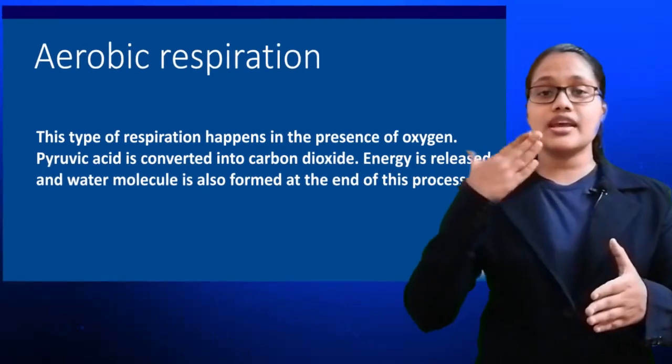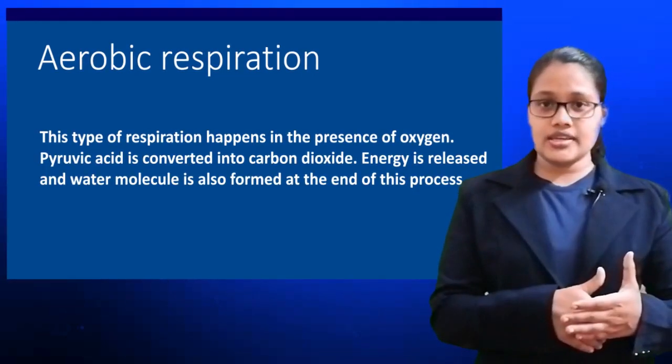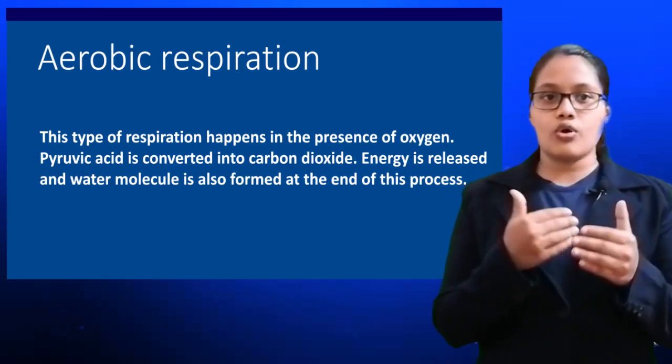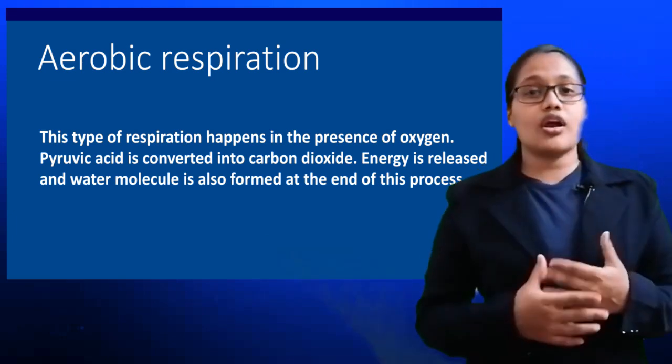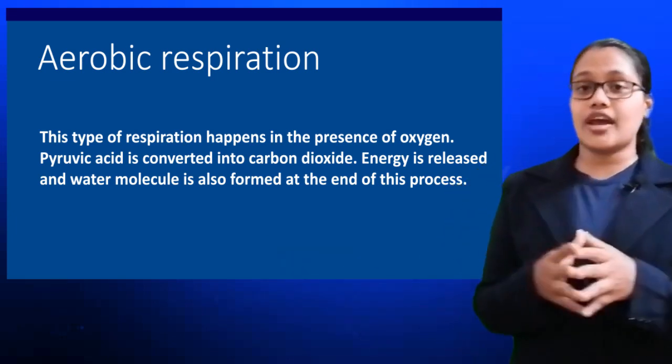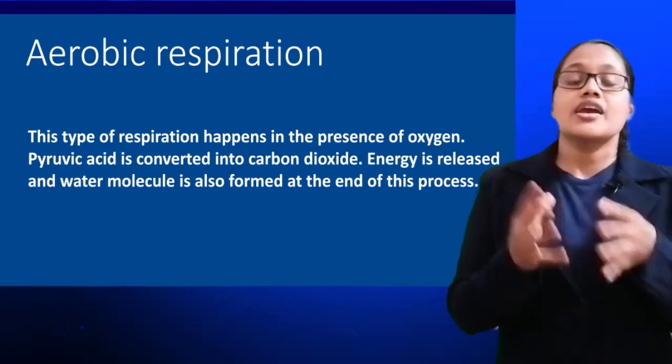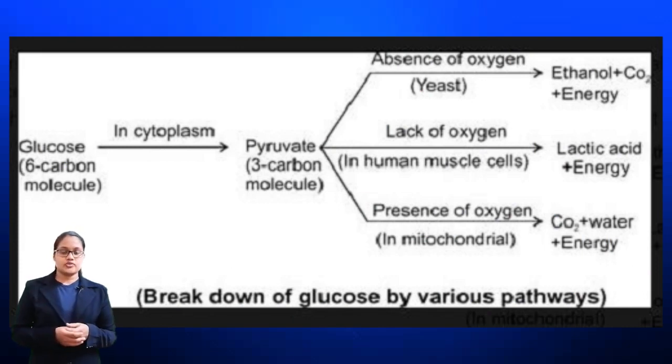In most of the animals, including humans, the pyruvate breaks down into carbon dioxide, water and energy in the presence of oxygen. This occurs in the mitochondria of the cells, and such type of respiration is called aerobic respiration. Now let's see the third pathway.